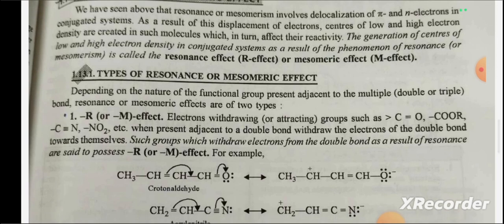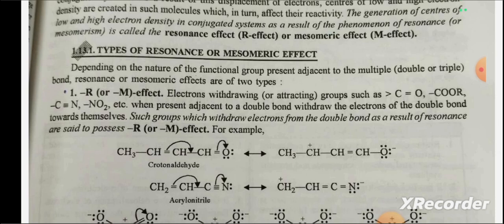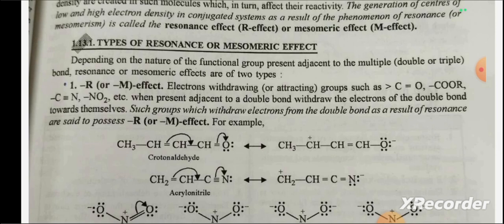Types of resonance or mesomeric effect. Depending upon the nature of the functional group and adjacent multiple bond, resonance and mesomeric effects are of two types. First is the minus R or minus M effect. Electron withdrawing groups such as carbon double bond oxygen, minus COR, C triple bond N and minus NO2 etc., which are present adjacent to a double bond, withdraw the electrons of the double bond towards themselves. Such groups which withdraw electrons from the double bond are said to exhibit minus R effect.